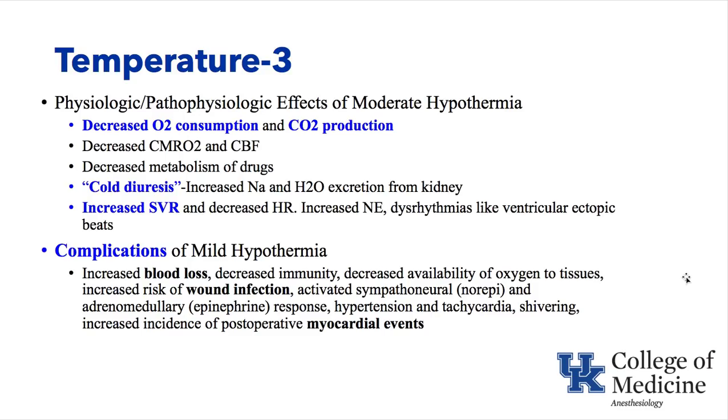Your sympathetic nervous system kicks in when you're cold, and norepinephrine levels go up, and hypertension and tachycardia and shivering can occur. And when hypertension and tachycardia and shivering and increased oxygen use with shivering occurs, if someone has coronary artery disease, that's a pretty bad thing, and myocardial events like myocardial ischemia can ensue.